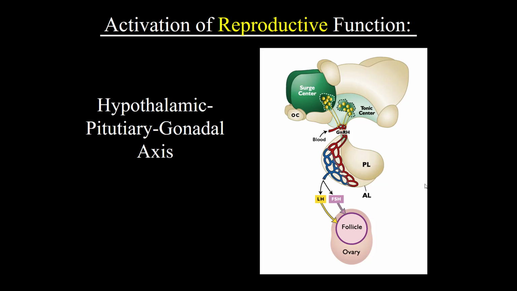All right, so as we start talking more specifically about how we activate reproductive function in livestock species, it's important to remember one thing that we discussed in the very beginning of class, and that is that the reproductive system is governed by the hypothalamic pituitary gonadal axis.